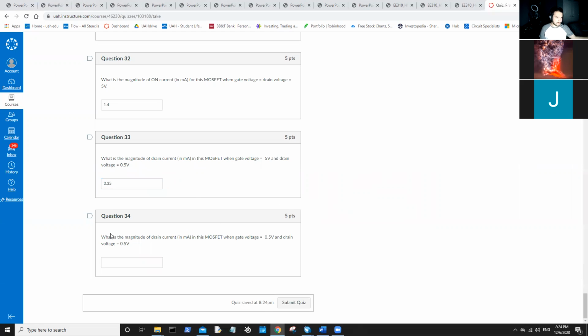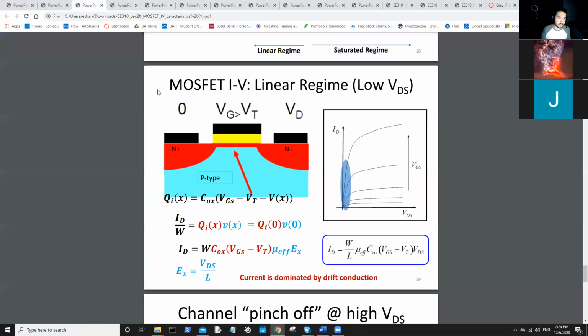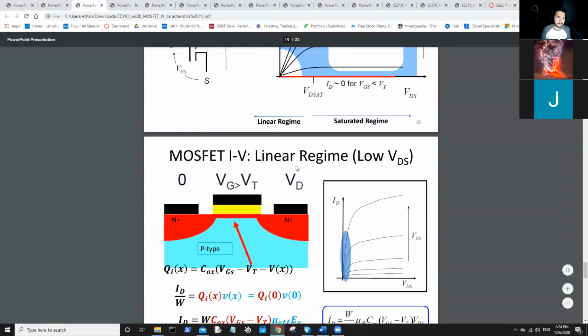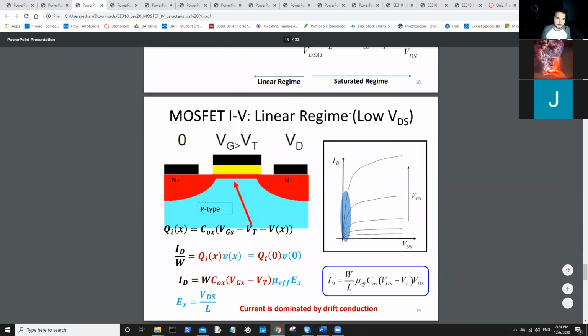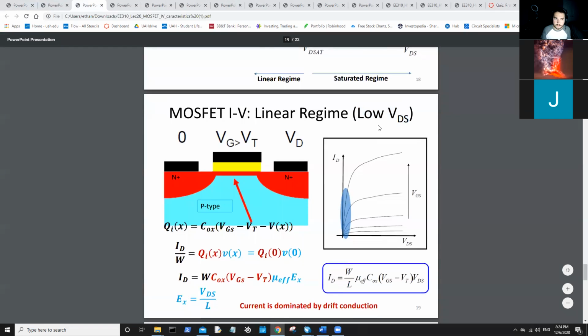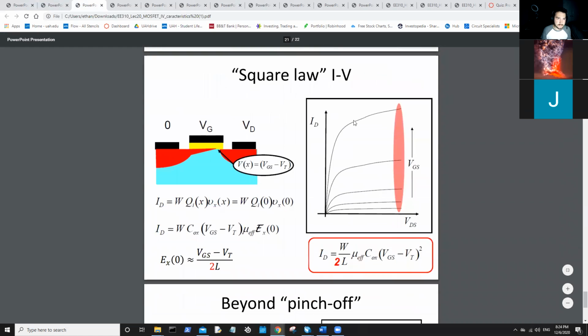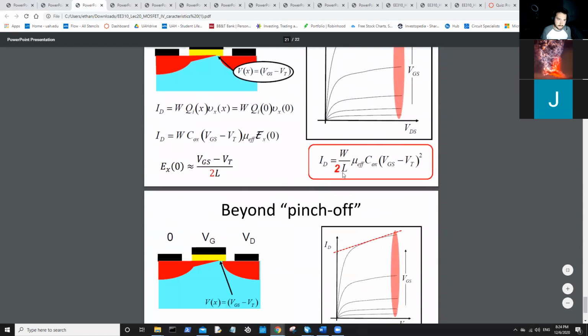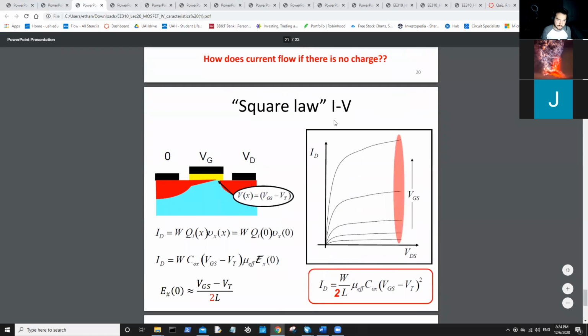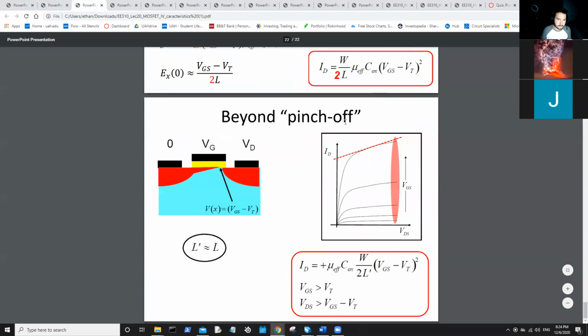The last question is asking, what is the magnitude of drain current in milliamps in this MOSFET when gate voltage is equal to 0.05 and drain voltage is equal to 0.05? Now this is interesting. This is a new condition that we haven't considered. This is the first time we see these regime current questions. So this is for low VDS, and I believe I might want to use low VDS here. But then up here at high VDS, that's the pinch off. This is not what we're going to use here because VDS is obviously small, and this is beyond pinch off.